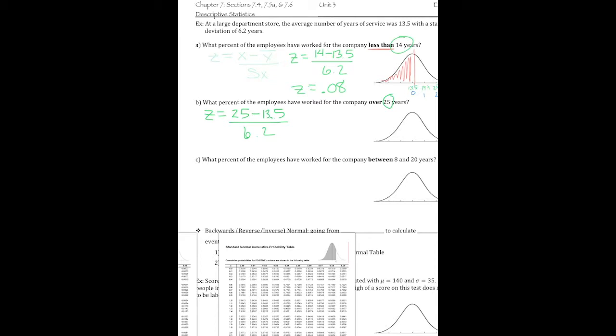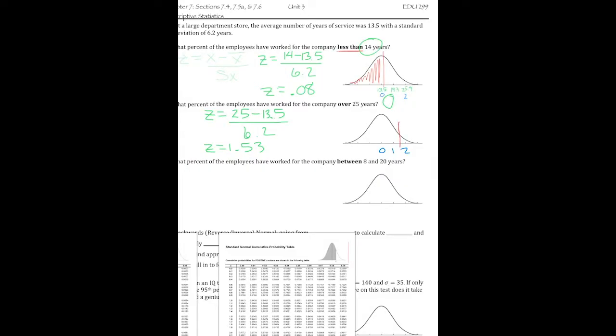When you math that all out, that will give you a z-score of 1.53. With a z-score of 1.53, that means you are 1.53 standard deviations away from the mean. So you are 1.5 standard deviations away from the mean. The difference here is that you're looking at a greater than.